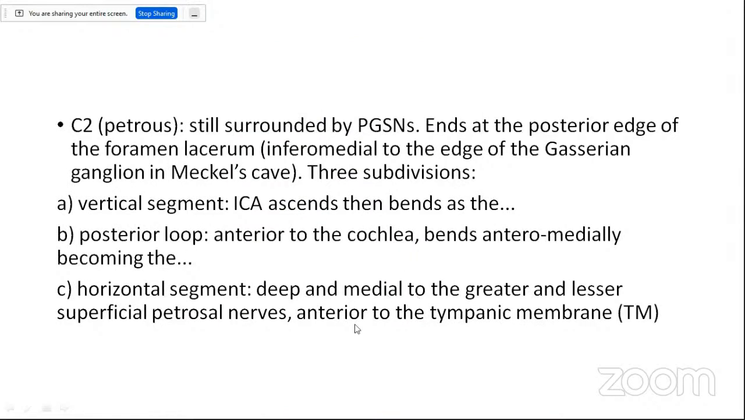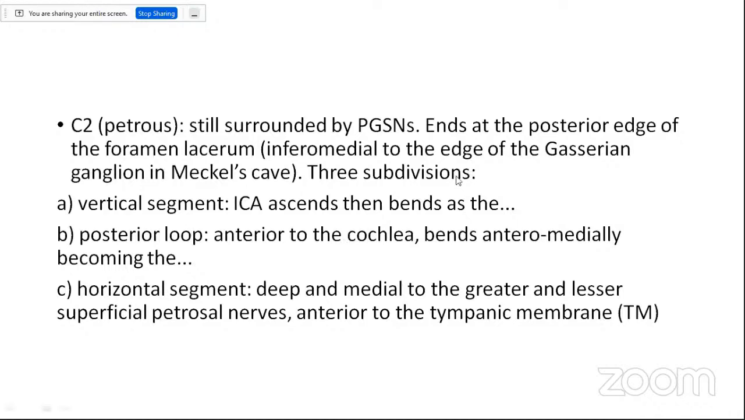The next part, which is the C2 or the petrous part, is still being surrounded by the postganglionic sympathetic nerve fibers. The C2 part starts where the cervical part of the carotid artery enters into the petrous temporal bone, and this petrous part ends at the posterior edge of the foramen lacerum, which is just inferomedial to the edge of the Gasserian ganglion in the Meckel's cave. So the C2 or the petrous part begins at the temporal bone, where the cervical part enters into the petrous temporal bone, and it ends at the foramen lacerum level.